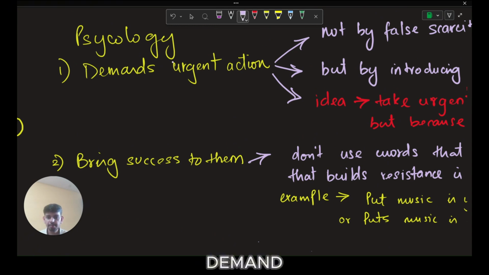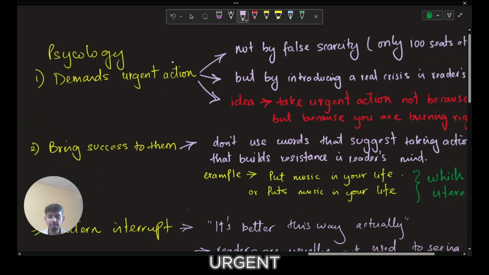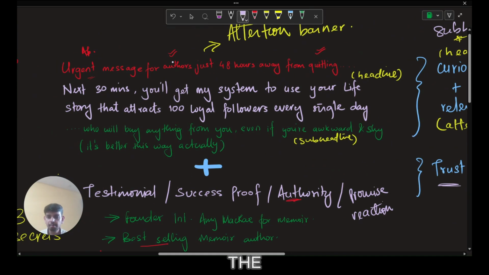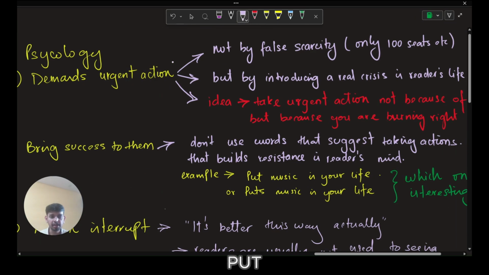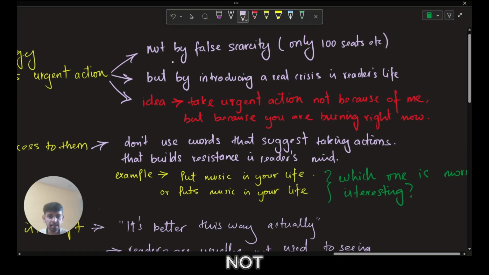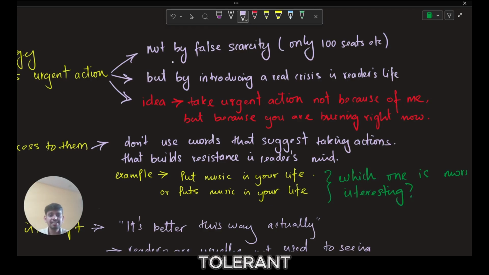So the first one is demand urgent action. Demand urgent action, if you remember on the attention banner, is an urgent message for authors just 48 hours away from quitting. Not by false scarcity, like 100 seats left for my masterclass. Like all of that, people are now tolerant. People are now desensitized to that type of scarcity. So the scarcity should be driven by the reader, by the customer. So introduce a real crisis that demands urgency.